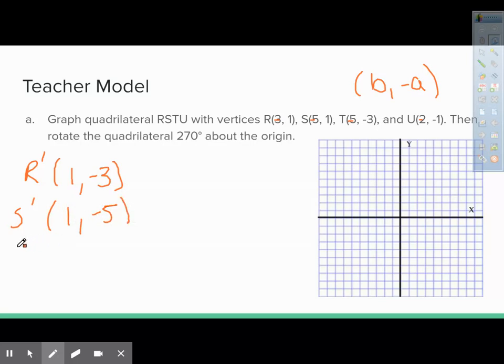T prime becomes negative 3, negative 5. I promise I'm writing these letters, they're just not coming up. And U prime is negative 1, negative 2.